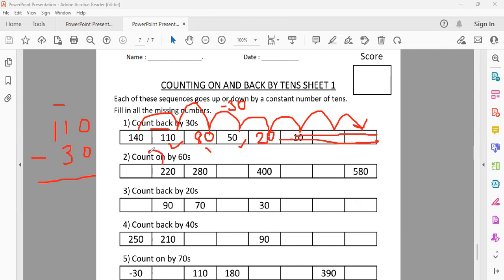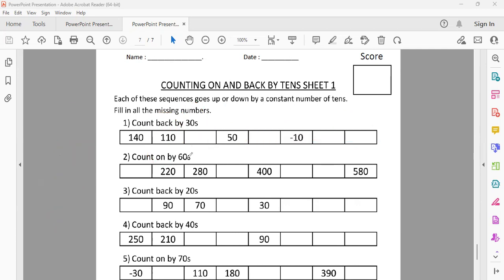Now, counting on, on the other hand, is adding on. Counting on by 60s means you're going to add 60 to every number here. It goes up by 60. So if you have 400 here, then this number should be 460. Now, if I have 460 here, then the earlier number is less 60. So if this is 220, something must have been added. Something plus 60 is going to give me my 220.